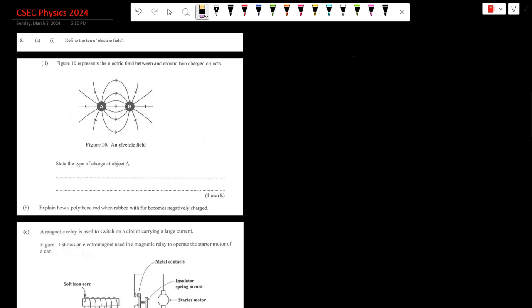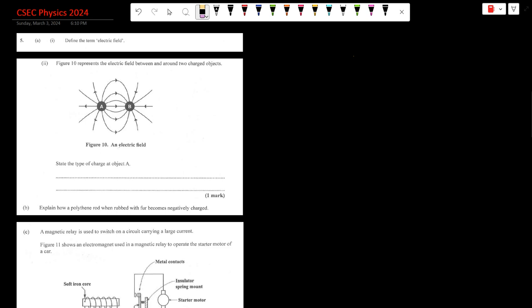As the current flows, it creates an electromagnet. The soft iron core with the coils of wire wrapped around it becomes an electromagnet. This electromagnet is able to attract the soft iron armature in the secondary circuit. When it pulls on the soft iron armature, the metal contacts are able to touch and complete the circuit, and this causes an electric current, a much larger current than that in the primary circuit, to flow. This is how the starter motor operates.